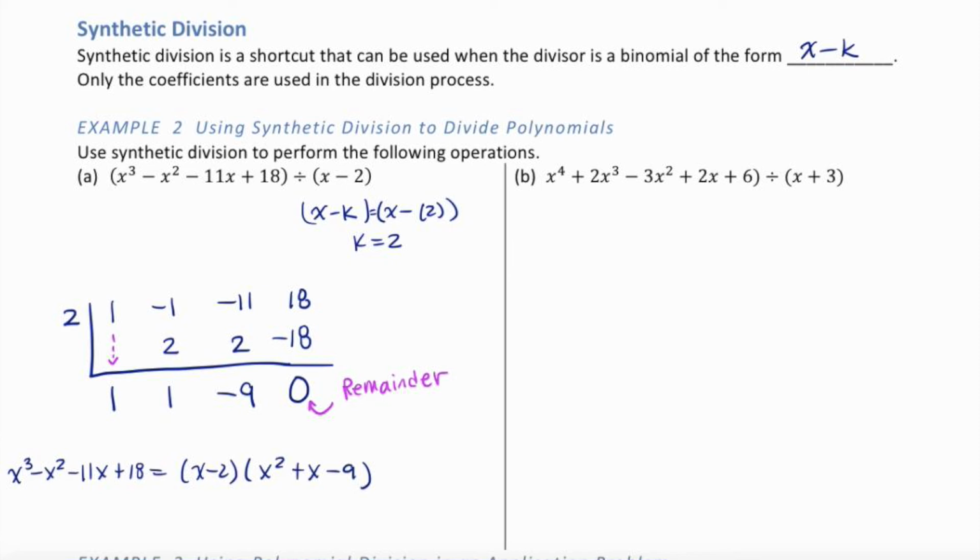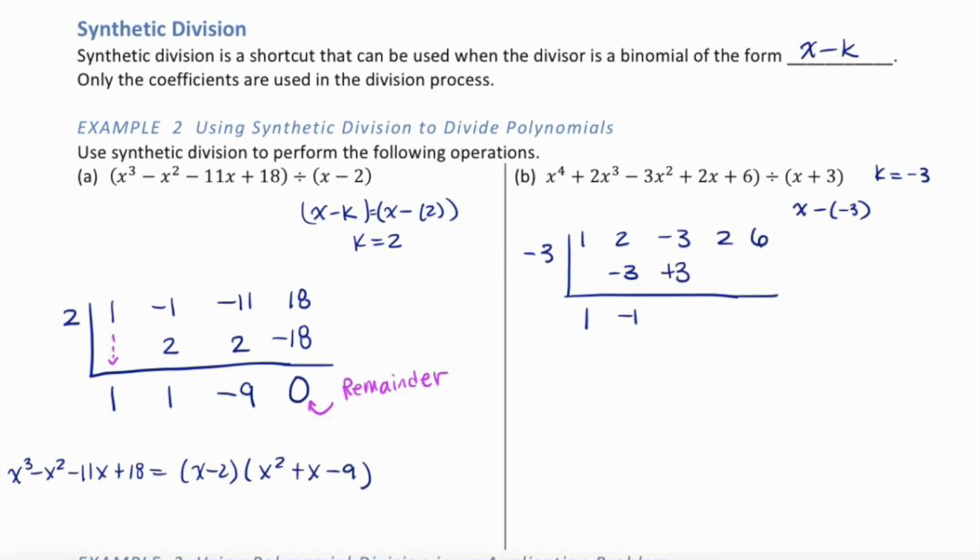So our k in this case is negative 3 because x minus negative 3 would give us a term of this form. So we have negative 3 on the outside of our upside down division table. Our coefficients are 1, 2, negative 3, 2, and positive 6. We bring our 1 down for our first step. Negative 3 times positive 1 is negative 3. 2 plus negative 3 is negative 1. Negative 3 times negative 1 is positive 3.